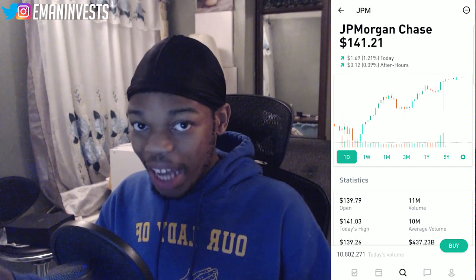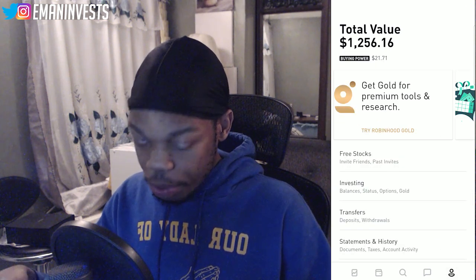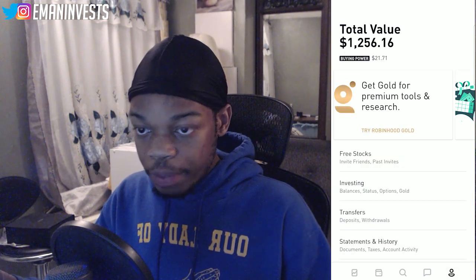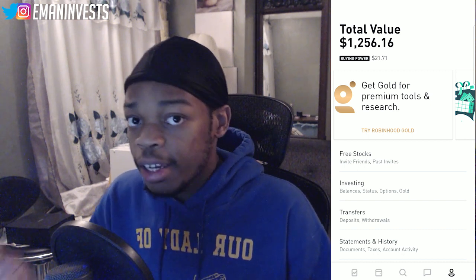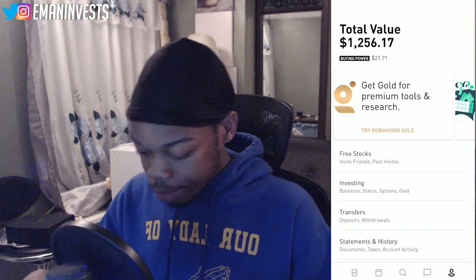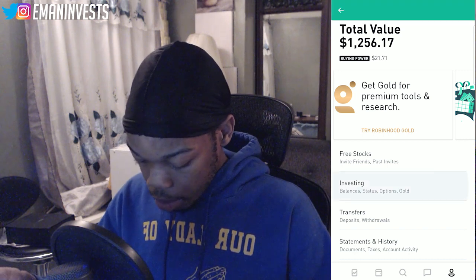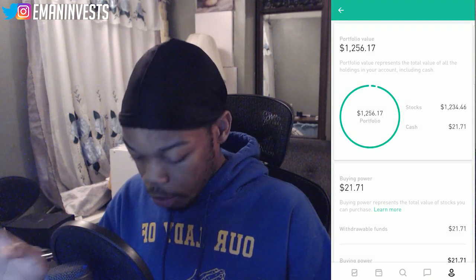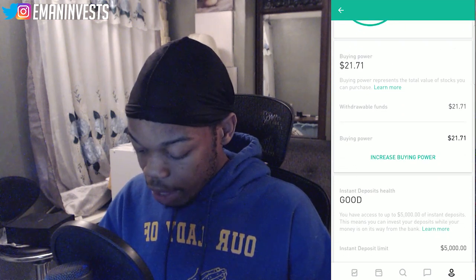Now let's go to the My Account section. This is symbolized by a person icon. We click that. It shows you your total equity in your portfolio and the buying power, which is the uninvested cash that is currently resting in your account. Then you have the free stock section. We already went over that. And then if you click the investing section, it shows you your portfolio value, how many stocks you have, how much cash you have uninvested.